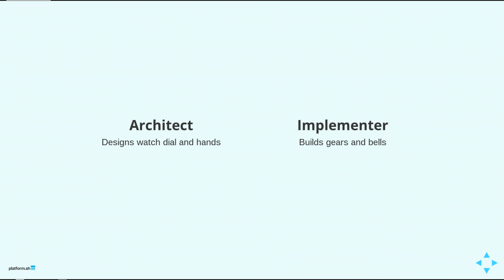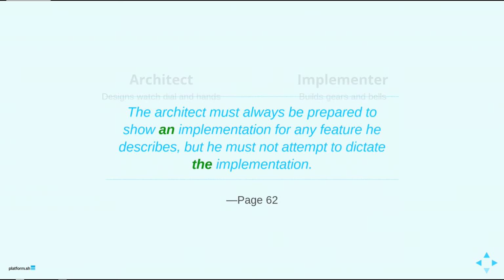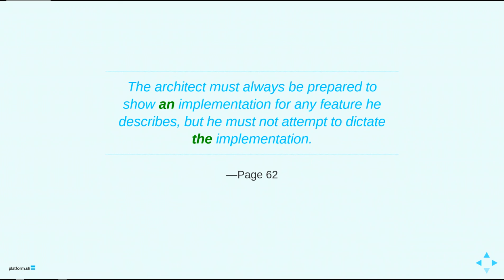Architecture is not a democratic process. Democratic architecture is called mud. The architect must always be prepared to show an implementation of a feature, but not dictate the implementation. What gets done is the architect's to control. They should get feedback from and take input from the implementer, but at the end of the day, they need to have that decisive authority to decide: this is what we're going to do.